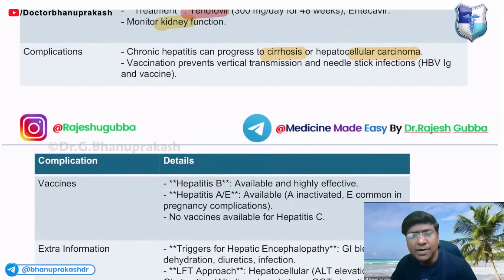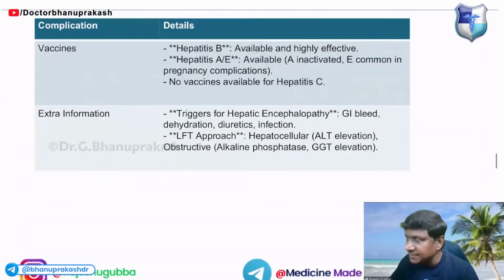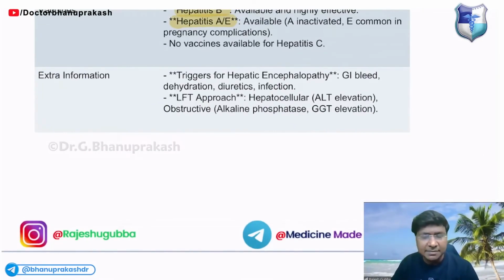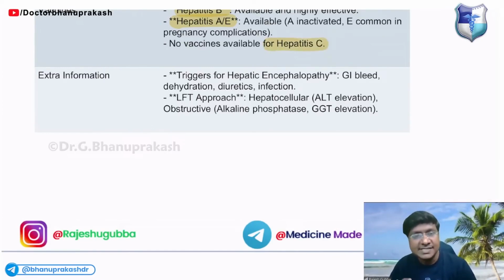Okay, now do you have vaccines available for hepatitis B? Yes, vaccine is available for hepatitis B. Vaccine is available for hepatitis A and as well as hepatitis E. But the question to be asked is, for which virus is the vaccine not available? For hepatitis C, vaccine is not available, right? This is about hepatitis B.